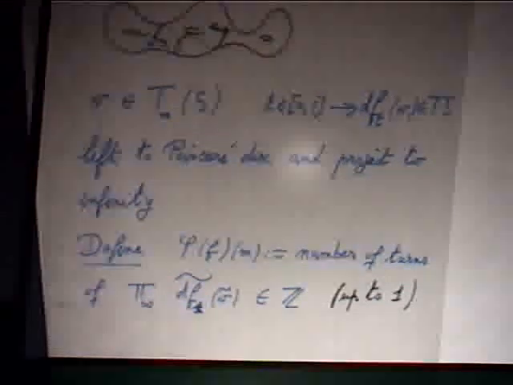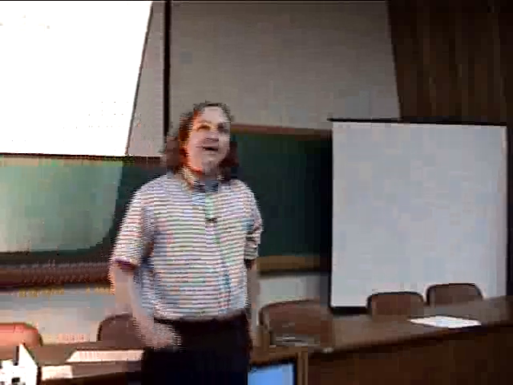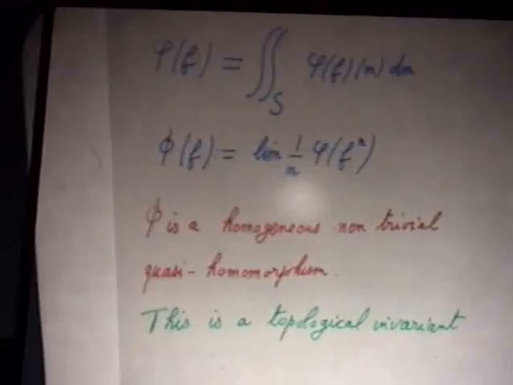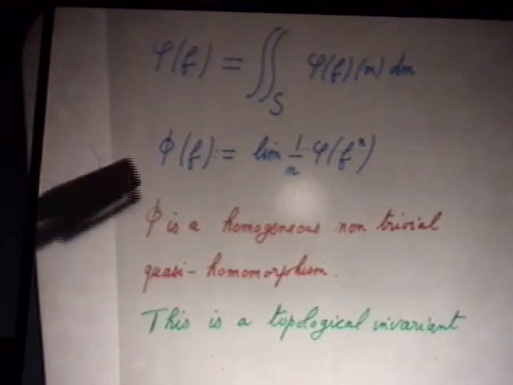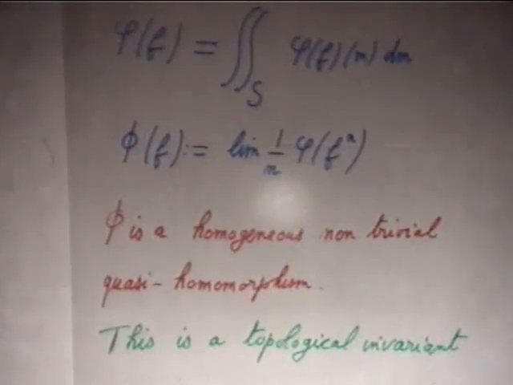Then you average it on the surface. You get a number which is defined up to 1 again. And if you want to make a precise definition, you take the limit of 1 over n of phi of f to the n, and this non-definition up to 1 for each single element disappears in the limit, and you get again a very nice quasi-homomorphism, which is defined on the group of Hamiltonian diffeomorphisms. And again, it is a topological invariant with a strong dynamical meaning. So again, the commutator length is not bounded.